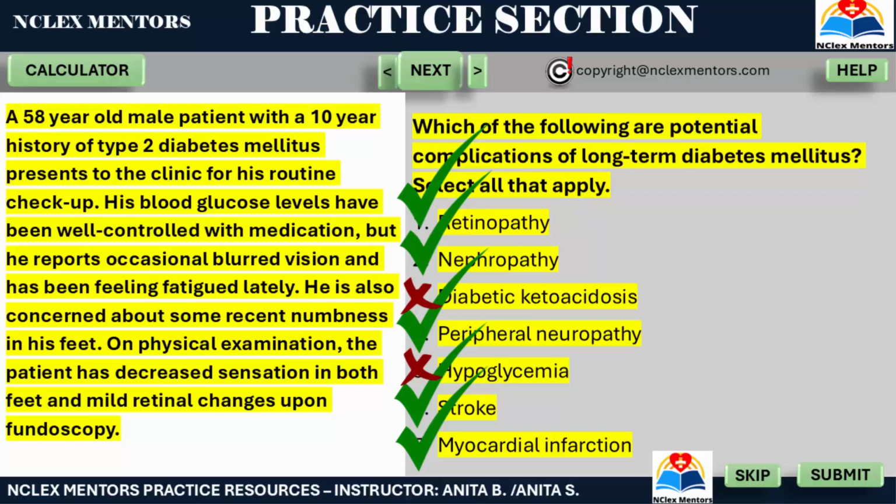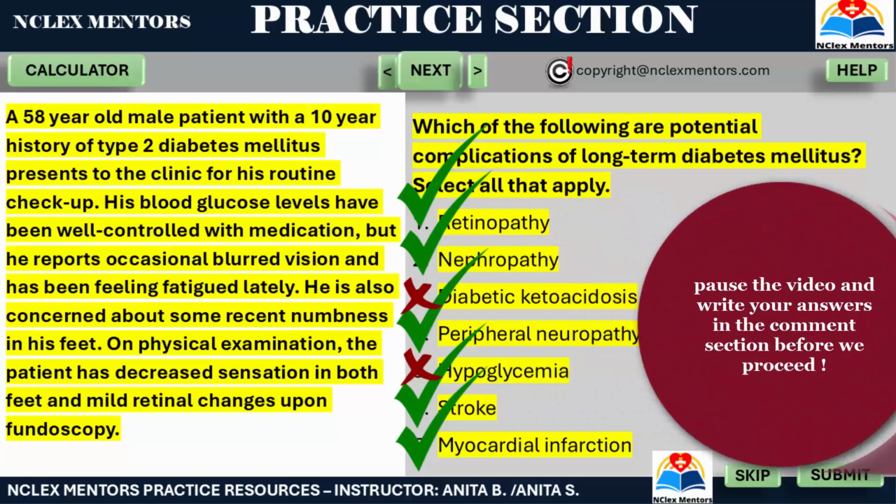The correct answers to this question are 1, 2, 4, 6, 7, but can you explain why? I will give you some tips.